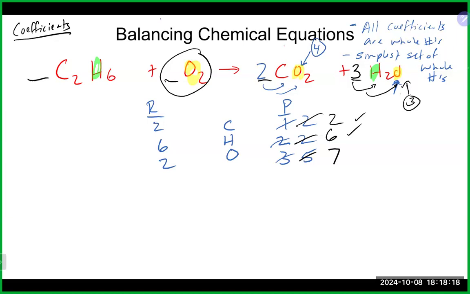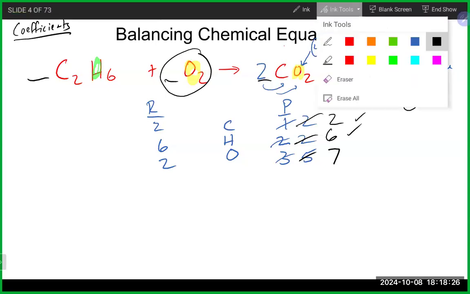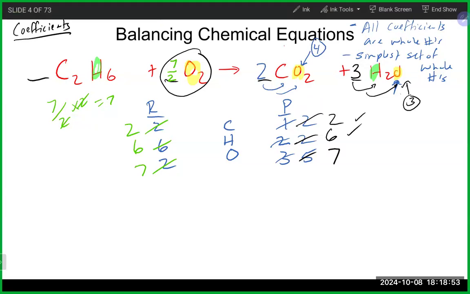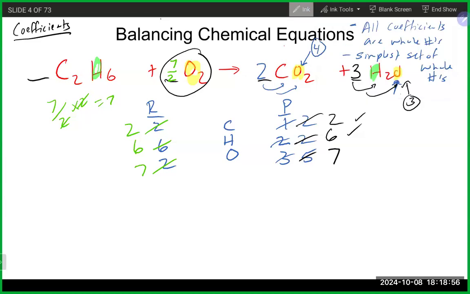So we have 2 on the left, we have 7 oxygen on the right, and we need to turn it into a 7. So one way that we could do that is we could actually use a fraction. We could go 7 over 2, for example. And if I do that, I now have 2 carbons, 6 hydrogens. And when I take 7 over 2 times 2, they cancel and leave me 7. That equation now is balanced, but is it properly balanced? It is not because we have a fraction, which we cannot leave.